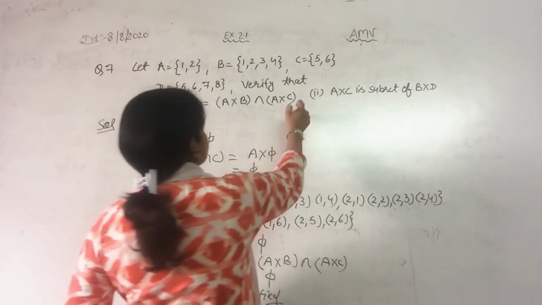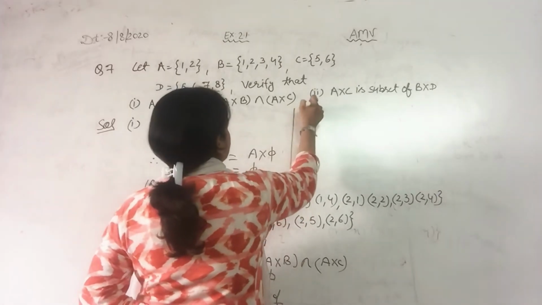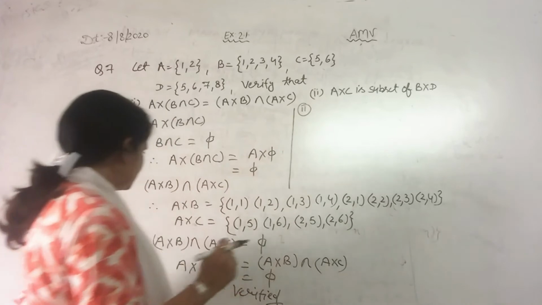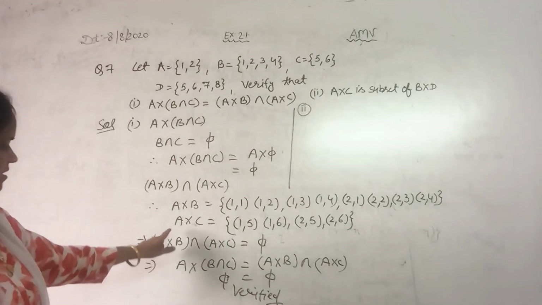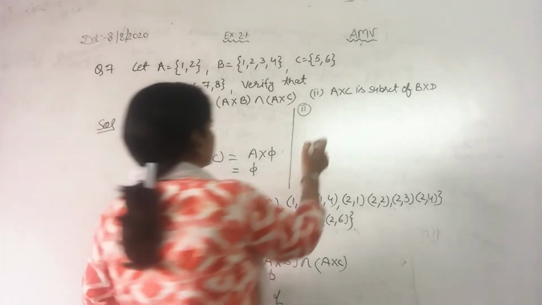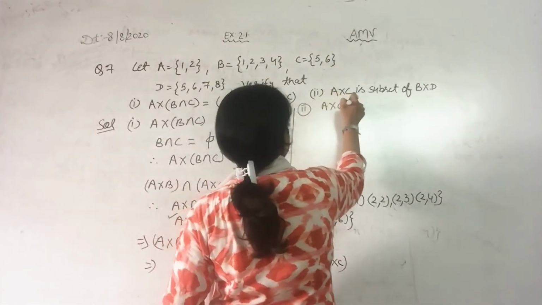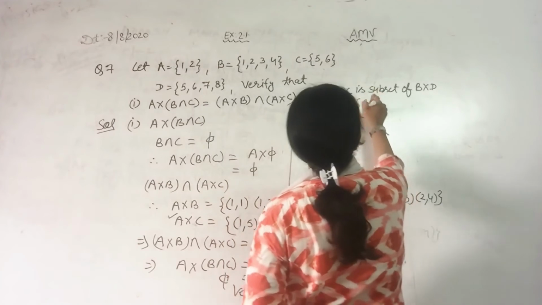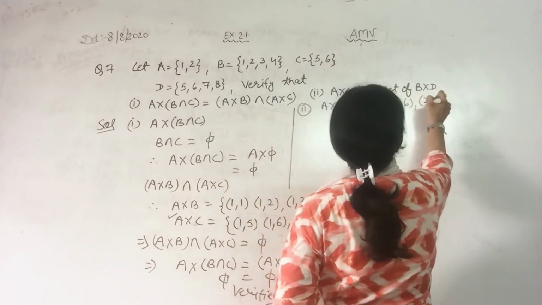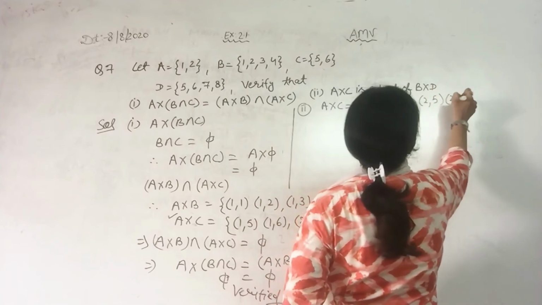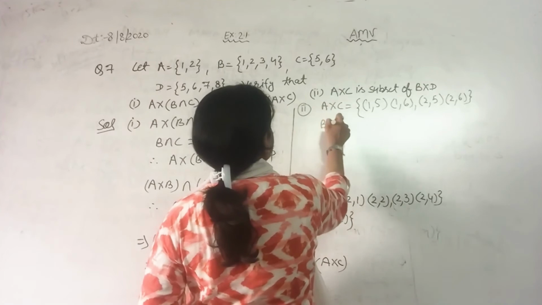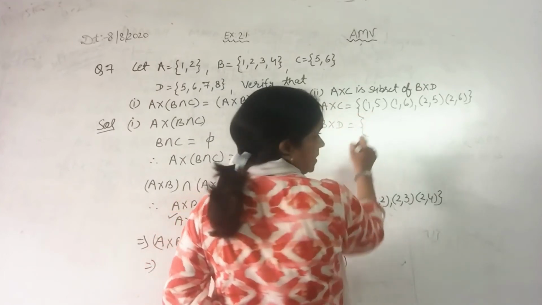For the next second part, first find AC. We have already found AC, so write from here. AC is 1, 5, 1, 6. It's 2, 5 and 2, 6. Okay, and now find Cartesian product of BD.